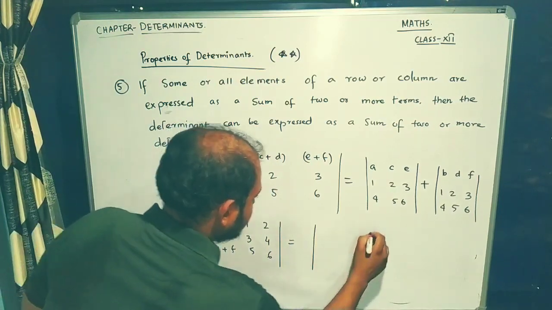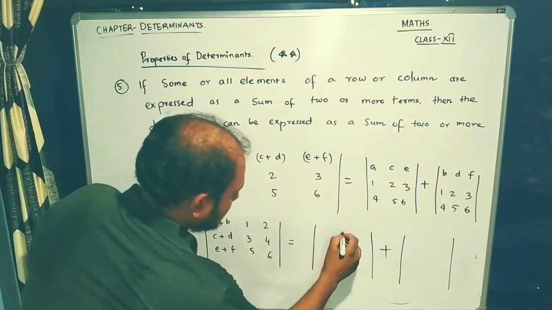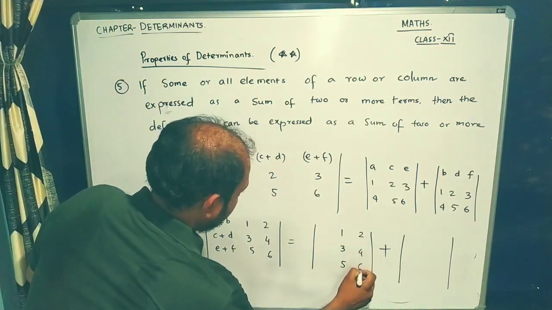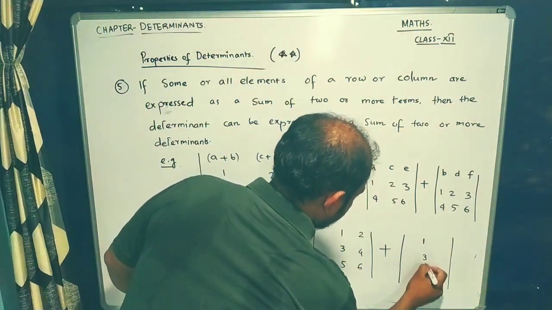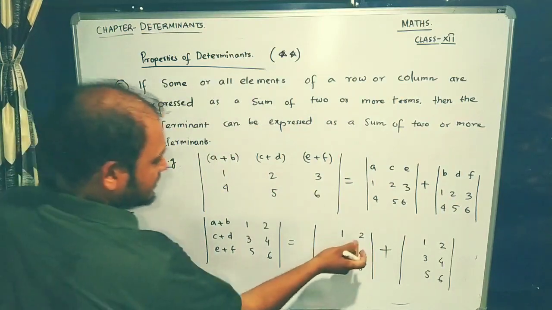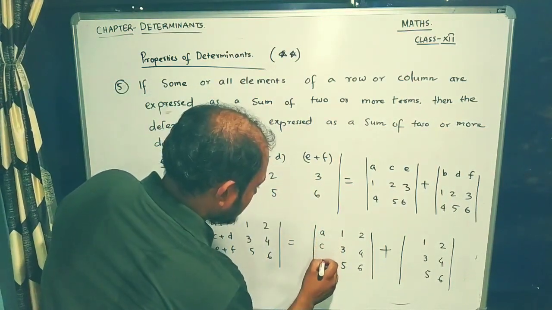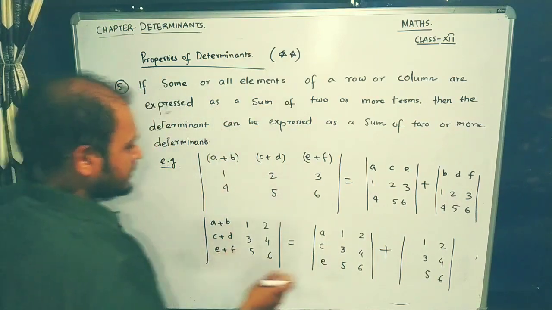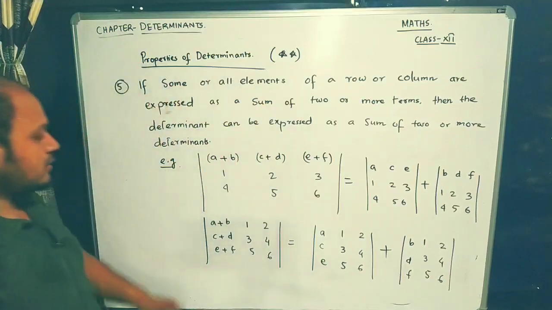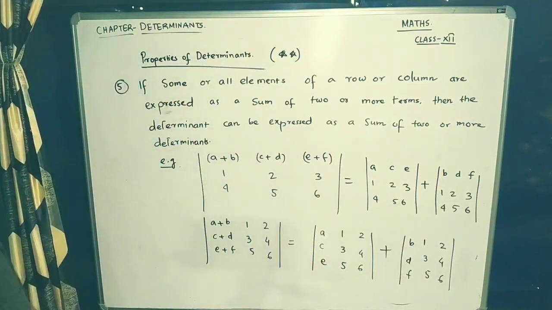Then you can split it into two determinants like this: 1 3 5 2 4 6, 1 3 5 2 4 6. On the left-hand side you take this part A, C, E, any part you choose, and on the right side you choose B, D, F. That means you are just distributing an entire row over the determinant and making two determinants out of it. So this is very easy.